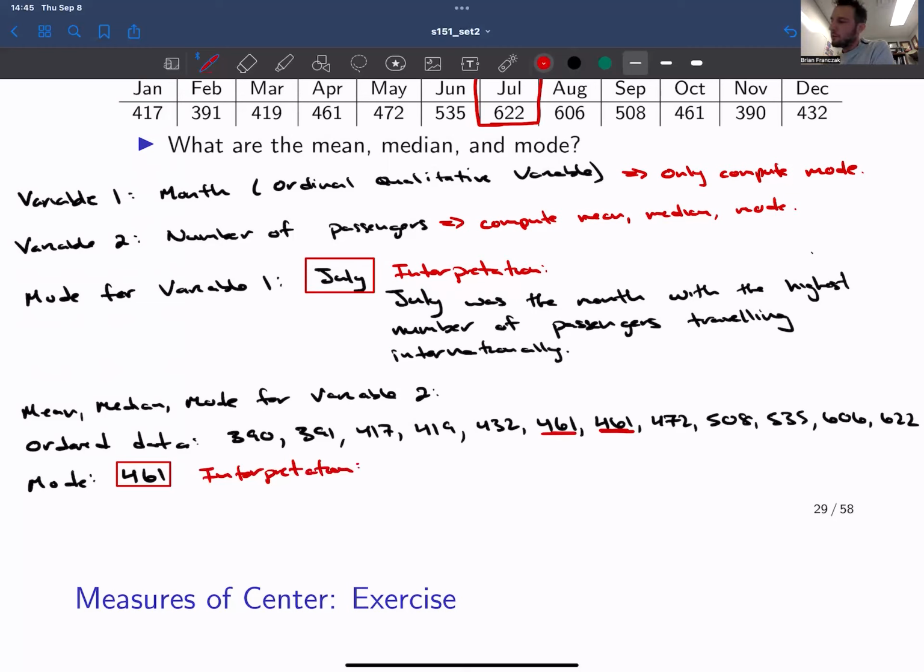Okay, and then the interpretation in this case doesn't have a lot of meaning, but it would essentially be something along the lines of we observed 2 months where we had the same number of airline passengers traveling, or there were 2 months of the year that had the same number of airline passengers. And that's the only time that this occurred.